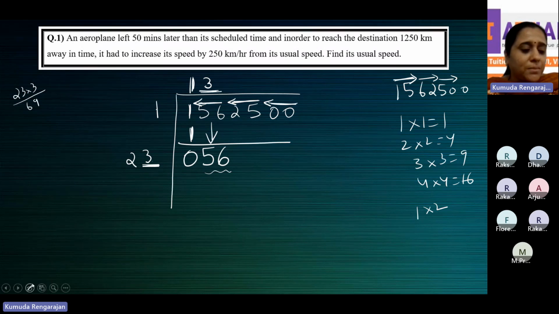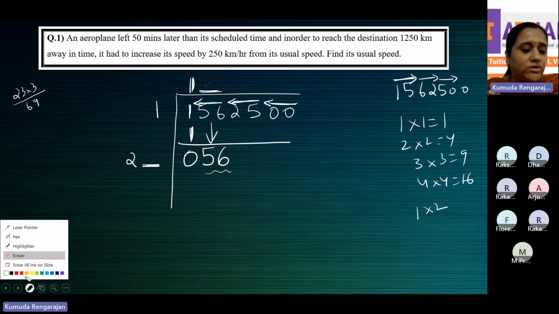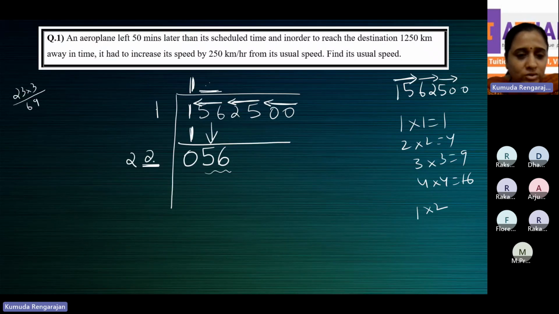So let's try 2. Let's try to add 2 here. If you add 2 here, you cannot add 3 here. If you add 2 here, it's the same 2 here also. So then it is 22 into 2. Let's try 22 into 2. So it's 44. You have to use 44, because 23 into 3 is 69, it's more than 56. So it's 22 into 2, which is 44.